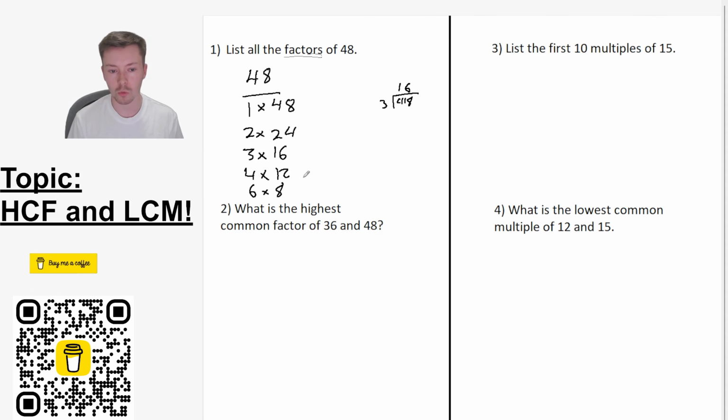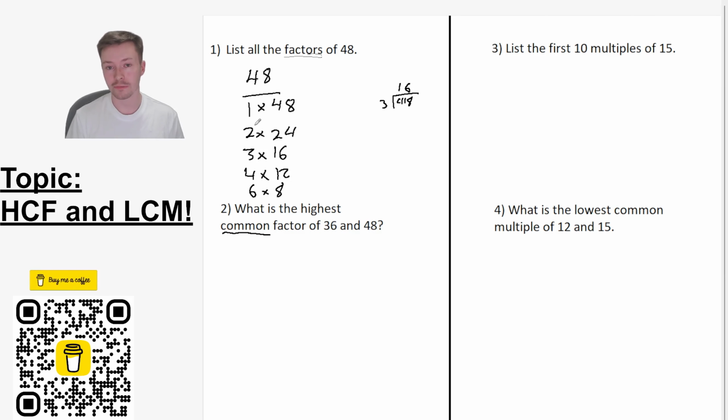Okay, so these are all my factors of 48. And you might want to write them out as a list, but you don't have to. It's almost certainly fine to leave it like this. Okay, so they're all my factors. Now, the next question asks me about the highest common factor. So, common factor. Common means it's in both lists. It's a factor of both numbers.